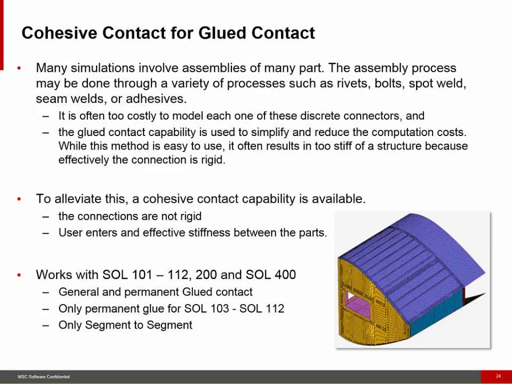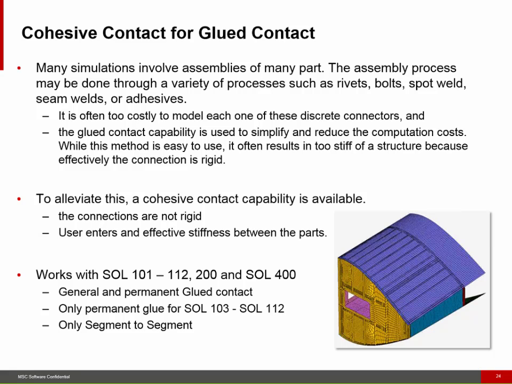Next in solution 400 is support for cohesive contacts for the glued contact capabilities. So in many products like airplanes, cars and so on, we want to assemble more and more different parts together, and the assembly process can be done through different connector methods like rivets, bolts, different types of welds or adhesives. Sometimes you want to model each and every one of those connectors, but sometimes it's too complicated and time consuming to model them all in detail.